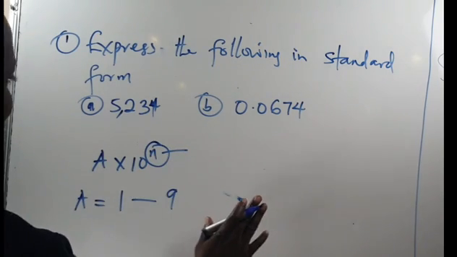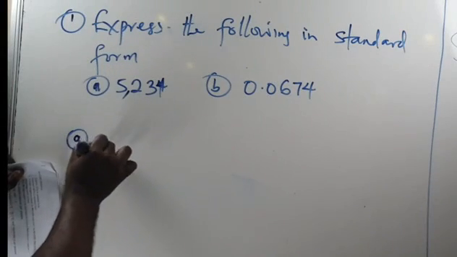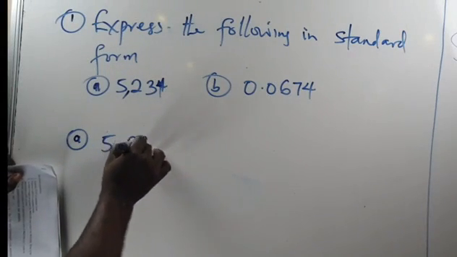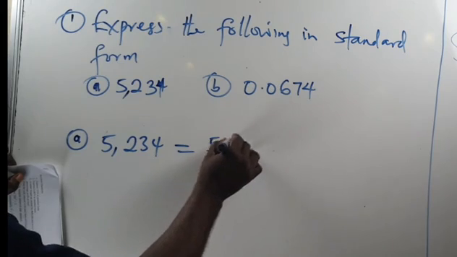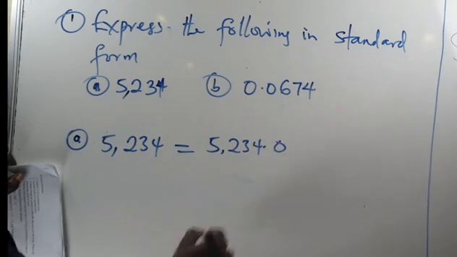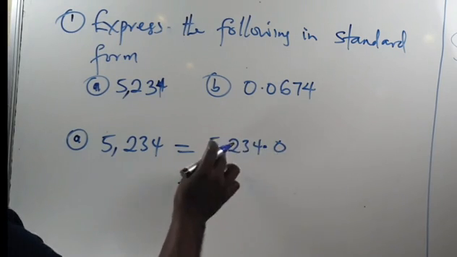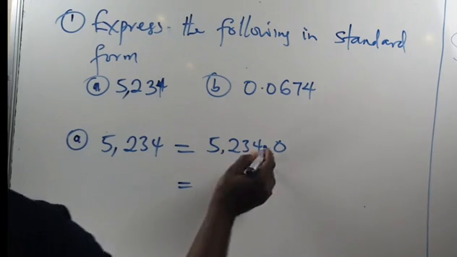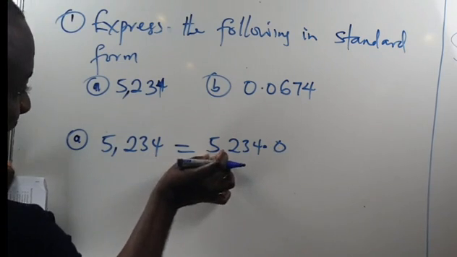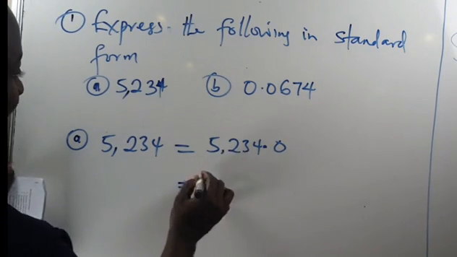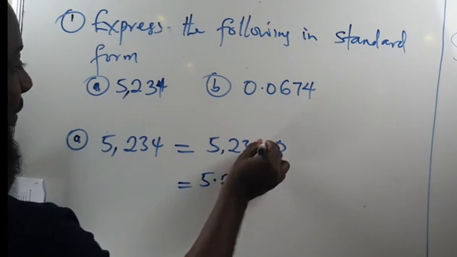So let's look at the first question, which is 5,234. We can as well write it as 5,234.0. I just want to teach the shortcut. We are moving this decimal point. The question you ask yourself is, where will I move this decimal point so that I will have a single digit before the decimal point? It is this 5. So between 5 and 2, that means we're going to have 5.234.